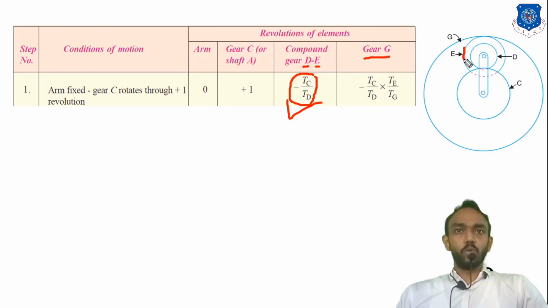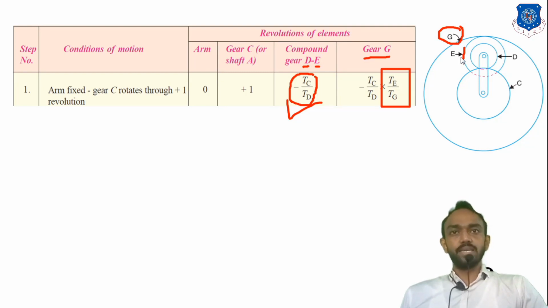G is connected to E, so RPM of G can be written as this. Why this? Because for G the driver is E, so it is TE, the driver, upon TG. But what will be the RPM of E?